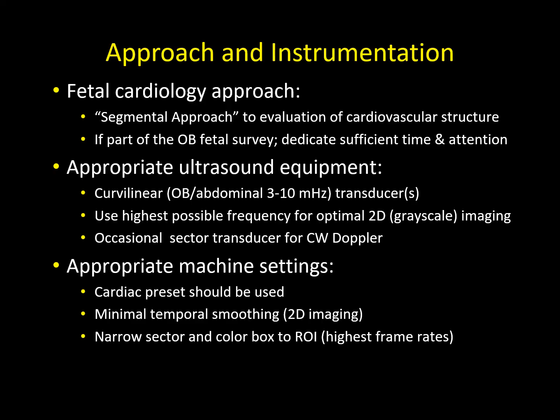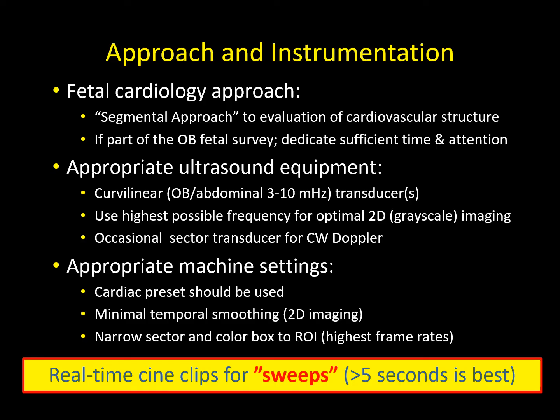And then of course you want to create a cardiac preset, which means minimal temporal smoothing. You want to minimize the temporal smoothing, and you want to make sure that the sector is narrow and the color box region of interest is narrow, so that you can have the highest frame rates when imaging the fetal heart. And this is the kicker. Real-time cine clips are important specifically for sweeps and watching the heart. The heart is a dynamic, moving structure, and it needs to be imaged as such. More than 5 seconds is best. Typically between 3 and 5 is okay. We sometimes use 7 seconds in our scans.